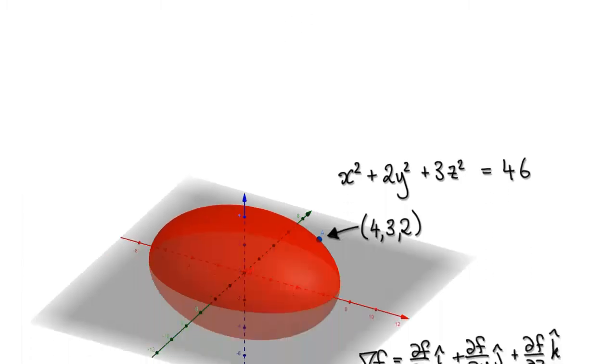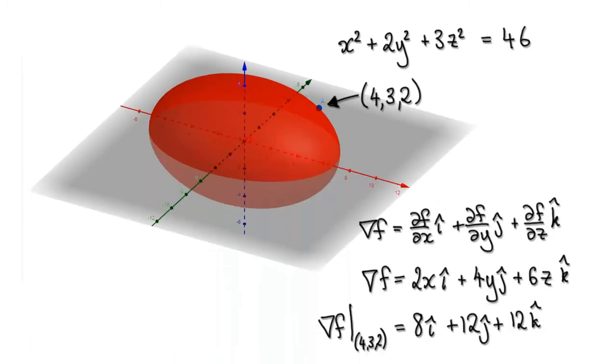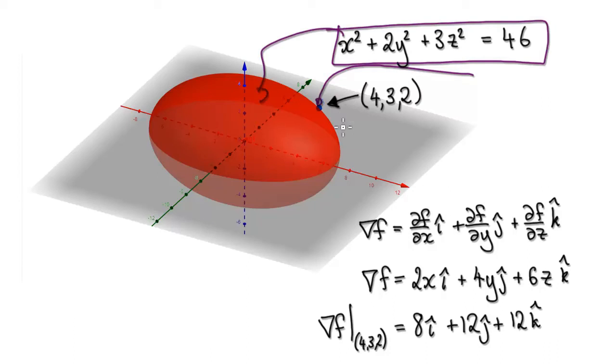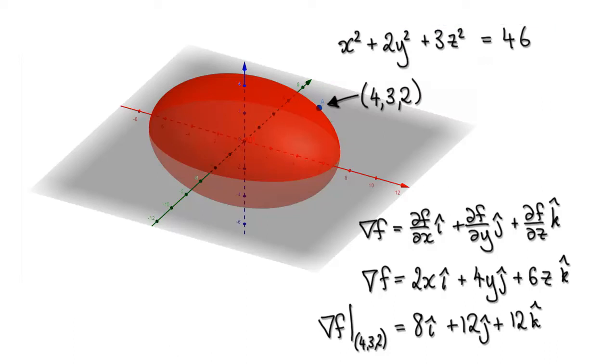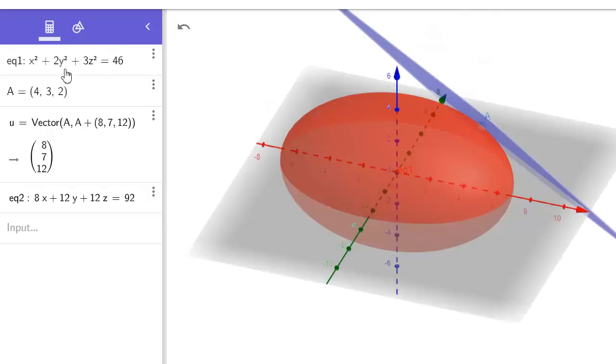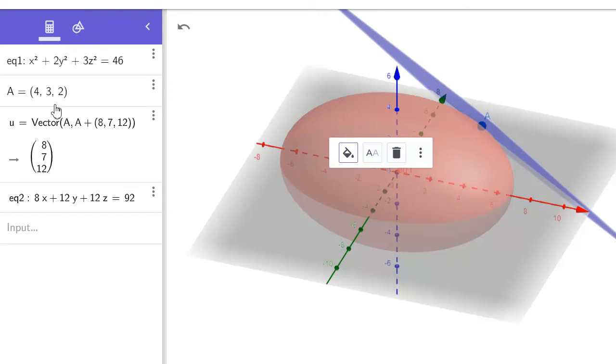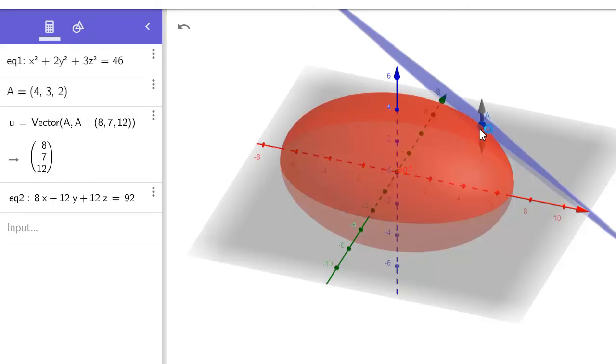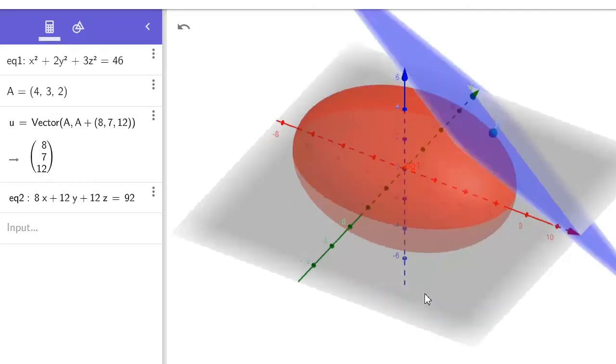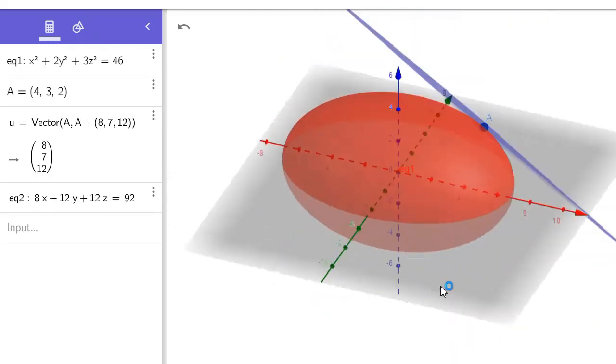In this video we're going to come up with the equation of the tangent plane at this point for this given surface. So this is your ellipsoid. We've got to work out the equation of the tangent plane. So if you jump to GeoGebra 3D, punch in your surface, it will then give us that, and punch in your point 4, 3, 2, which is right here. So our job is to work out the equation of that tangent plane.